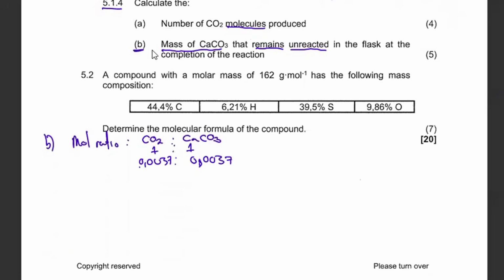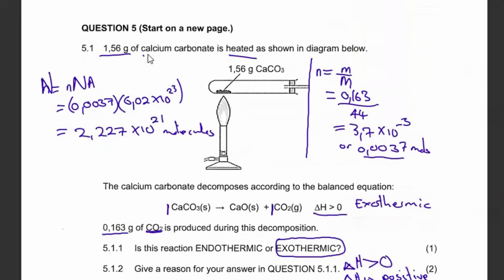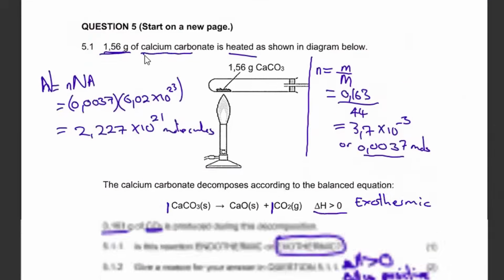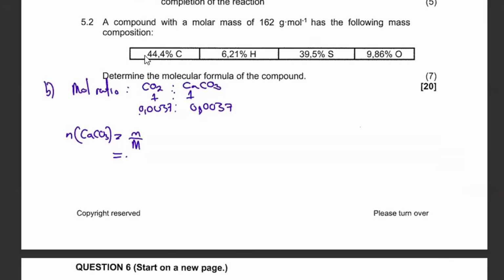Now to calculate the number of moles for calcium carbonate, we say the number of moles is equivalent to m over M, mass over the molar mass. Therefore, this is equivalent to 1.56, because we're given 1.56 g of calcium carbonate. That's the mass that we're going to have. So it's 1.56 all over the molar mass.